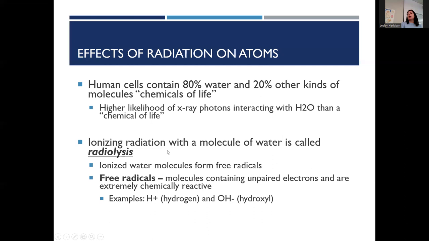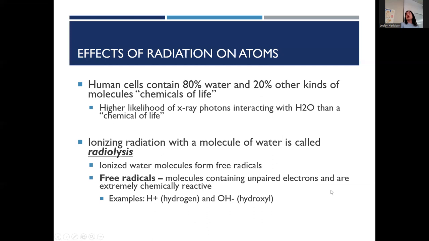Ionizing radiation with a molecule of water is called radiolysis. This is the most common interaction that you're going to get. Ionized water molecules form free radicals. We've all heard those terms, free radicals, and we know that they denote something negative. So, eat more blueberries, it helps fight free radicals, things like that. We know that we want to limit the amount of free radicals in our bodies.